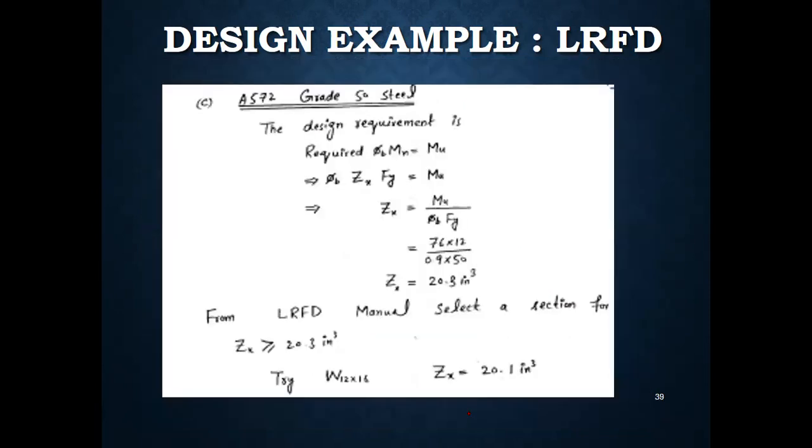And the second part we are given is the A572 grade 50 steel, and for that we are going to repeat the same procedure that we did for A36 steel. First of all, we find the value of the section modulus, which comes out to be 20.3. Then we go to the manual and select a section whose value is greater than or equal to 20.3. From there it comes out to be W12 by 16.